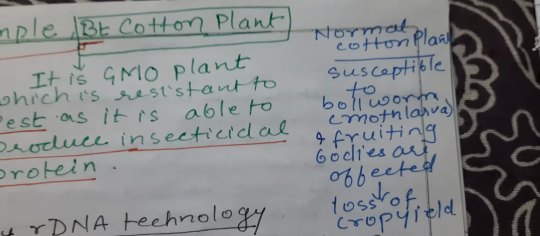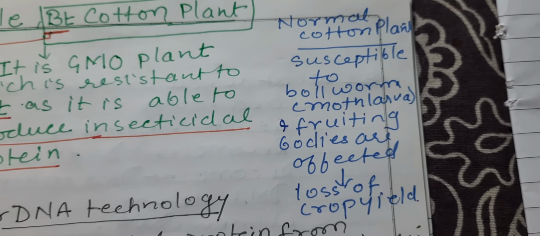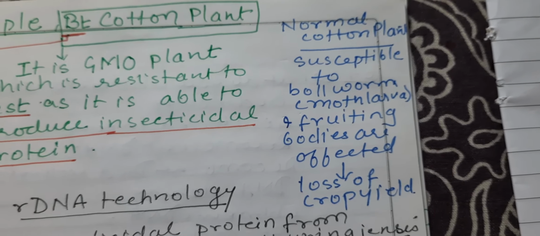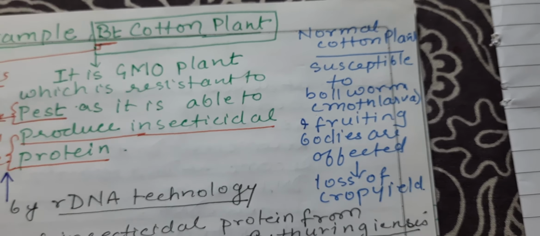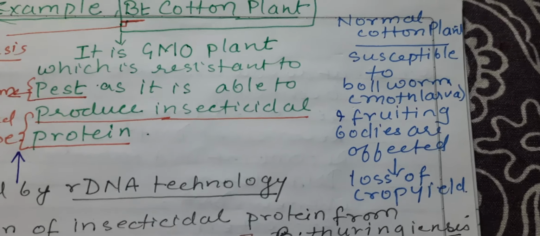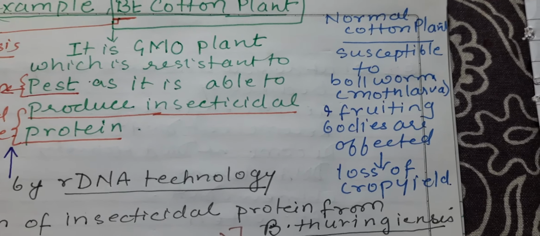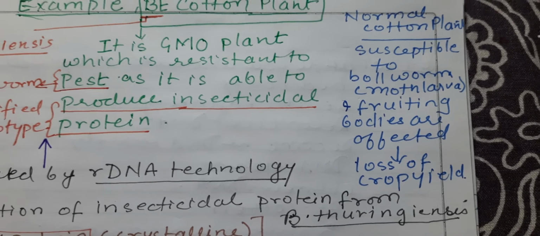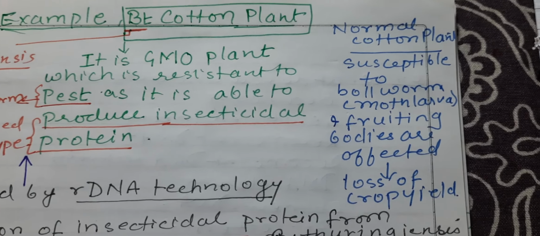If you compare this BT cotton plant with the normal cotton plant, this is susceptible to bollworm. Bollworm is an insect which affects the cotton fruit, and as a result there is a loss of crop yield. So we want to control this bollworm.